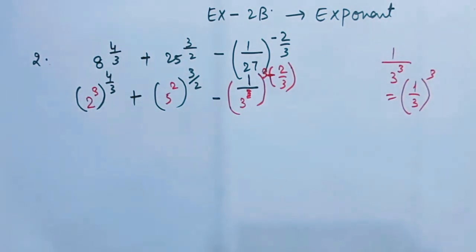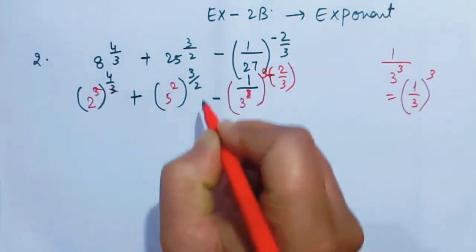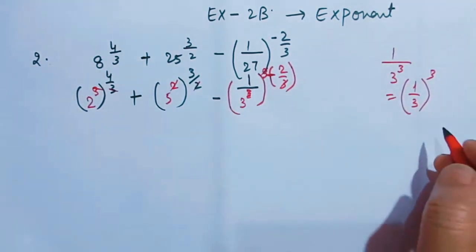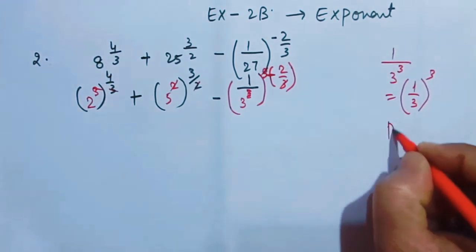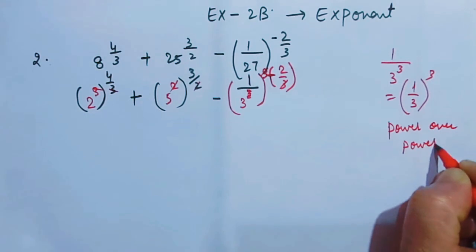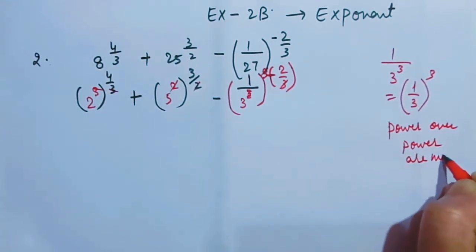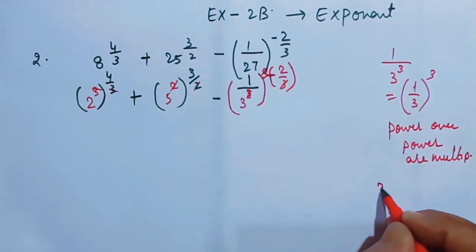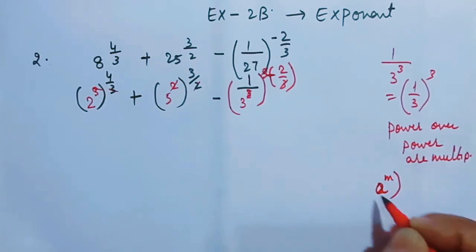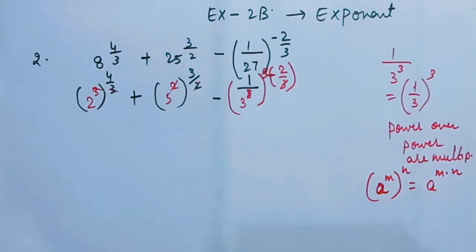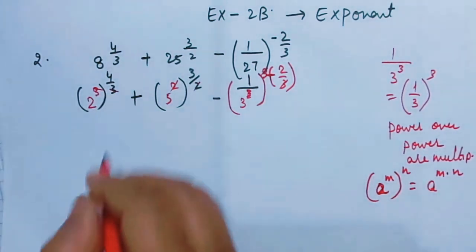On cancellation, what do we find? That 3 will cancel. Similarly, 2 cancels and 3 cancels. Why? Because power over powers are multiplied. Let me write the formula over here. If you have a to the power m whole to the power n, this can be written as a to the power m into n. Similarly, these two powers were multiplied.